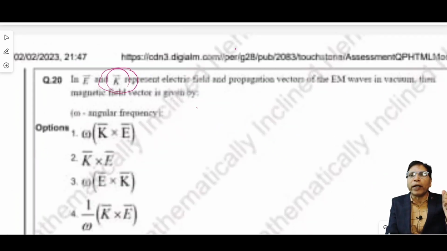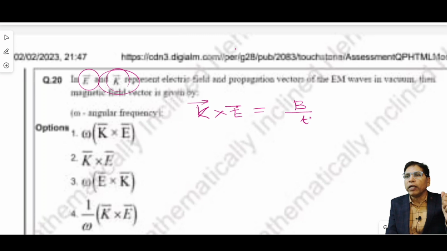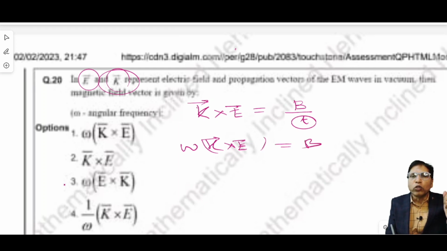K vector is the propagation vector. E is the electric field vector. So look at this, K vector cross E vector equals rate of change of magnetic field with respect to time. Now 1 by time is equal to omega. So look at this. This is the K vector cross E vector, this equals omega into B. Okay. So look at this option, option A is correct.